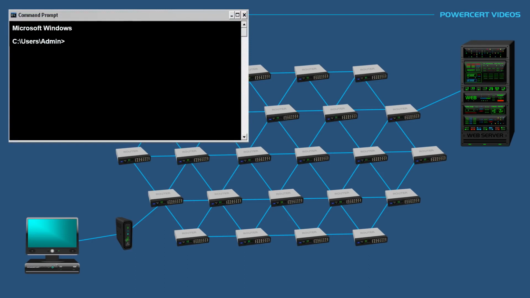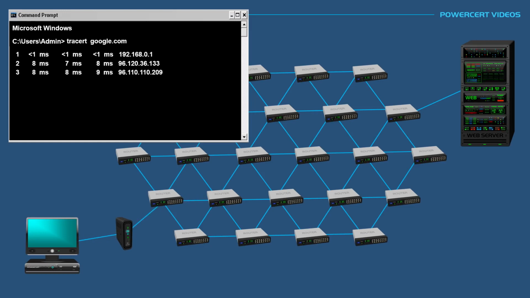In this example, I'm using a Microsoft Windows computer. So at a command prompt, you would type tracert, space, and then the IP address or the host name of the destination. In this case, I'm going to use google.com again, and then I'm going to press enter on the keyboard. Then our computer will send 3 data packets to each router on its way to the destination.